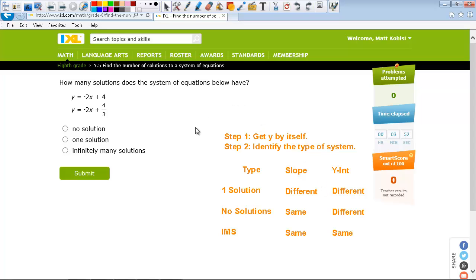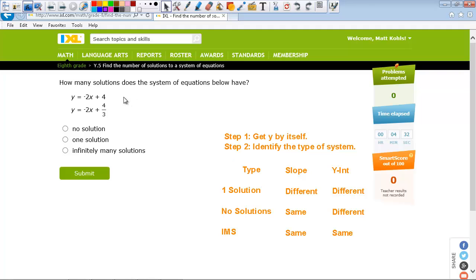The other type of problem you have today is you are going to look at two equations, and without graphing them, you will learn how to actually tell what kind of system you have. So looking at the chart over here, our first step is always to get y by itself. And after we've done that, we can identify the type of system. Because if the slope and the y-intercept are different, it will be one solution. If the slope is the same, but the y-intercept is different, that will be no solution, because that would give us a parallel set of lines. And if the slope and the y-intercept are both the same, that would mean infinitely many solutions.